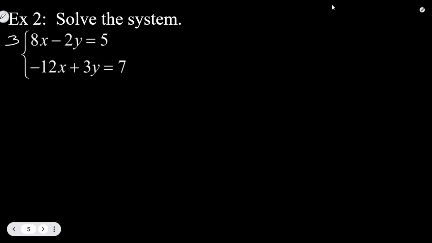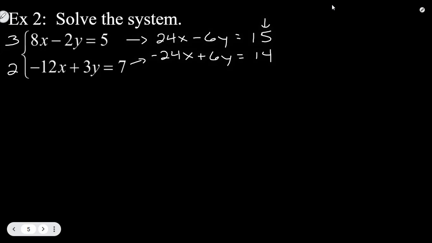What do we multiply the bottom one by? 2. Now we have to multiply everything by 3 and everything by 2, everything in each equation. So we're going to get 24x, and then multiplying by 3, we'll get negative 6y. And then multiplying by 3, we'll get 15. This one right here is the one that usually people forget about. They forget to multiply that one on the other side. So make sure that you don't make that error. For this one, we multiply by 2, we get negative 24x. We get positive 6y, and we get 14.